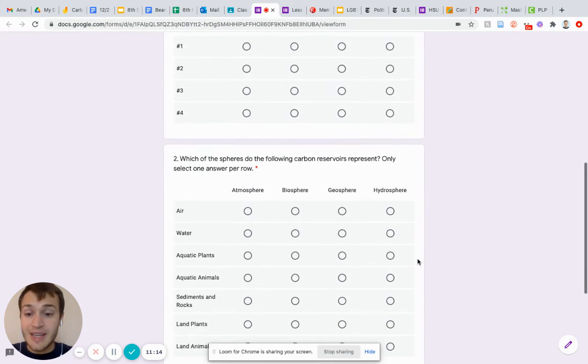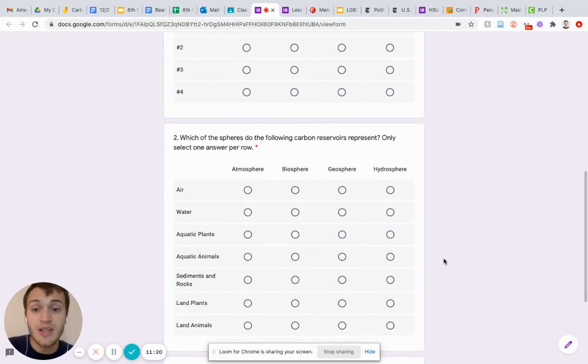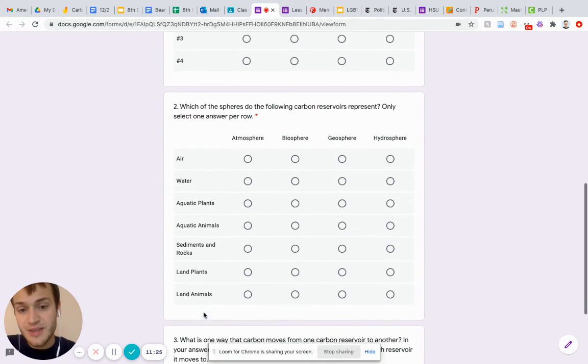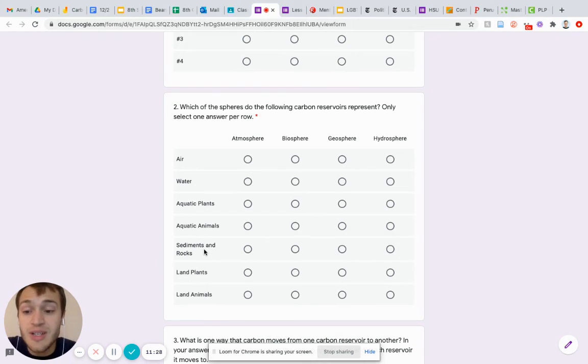All right. Second, question 2 says, which of the spheres do the following carbon reservoirs represent? Only select 1 answer per row. So your job is to go through these carbon reservoirs, which were on that Google Jamboard, and decide if these are the atmosphere, the biosphere, the geosphere, or the hydrosphere. There can be multiple answers for each column, but there can only be 1 answer for each row. So air is only the atmosphere or the biosphere or the geosphere or the hydrosphere. It cannot be all 4, cannot be 2 of them. But there could be multiple for the atmosphere.